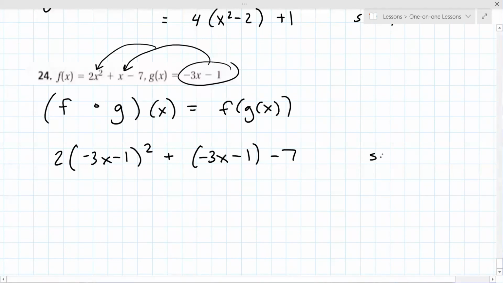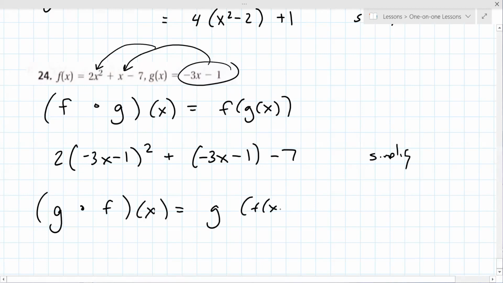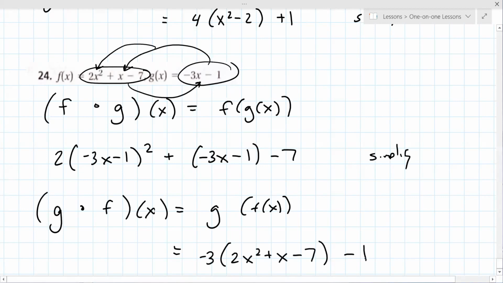And again, you can simplify here. I think I'm going to not do that because we've got quite a number of problems still to do. Going the other direction now, g bubble f of x. G of f of x means to go the other way, take all of this and put it in wherever there's an x. So it's minus 3 times 2x squared plus x minus 7 minus 1. And again, you need to simplify.